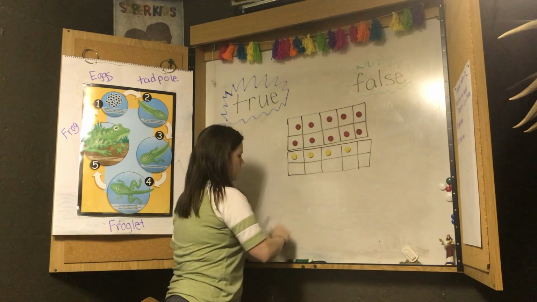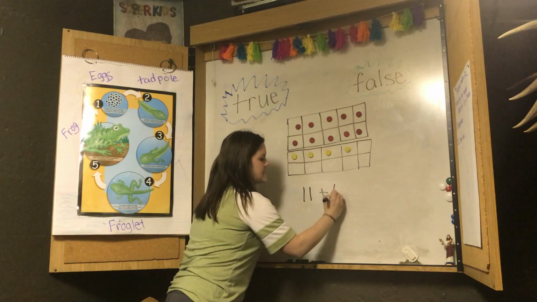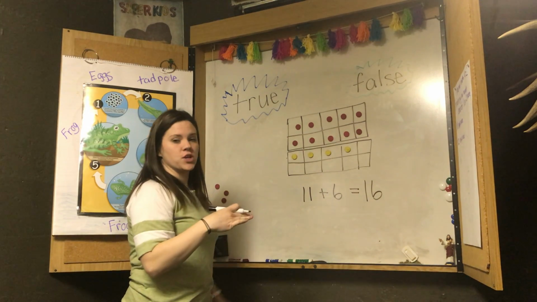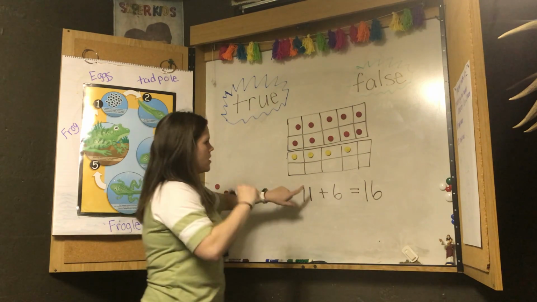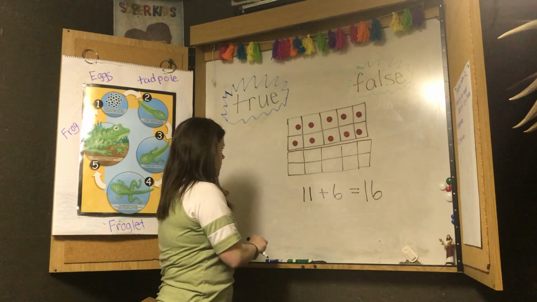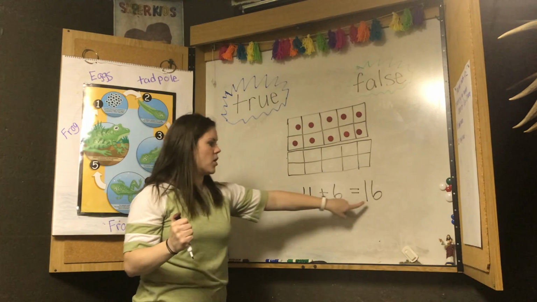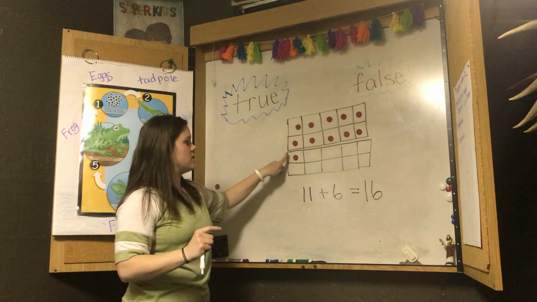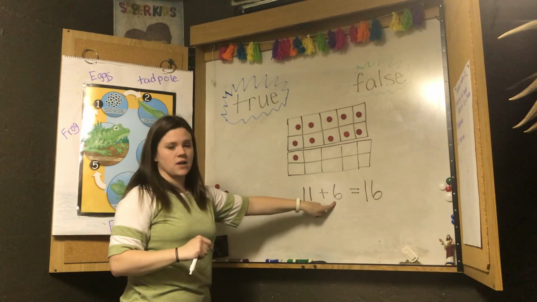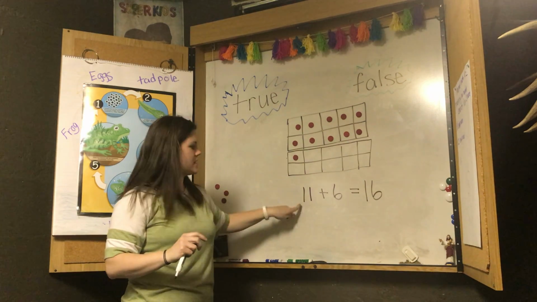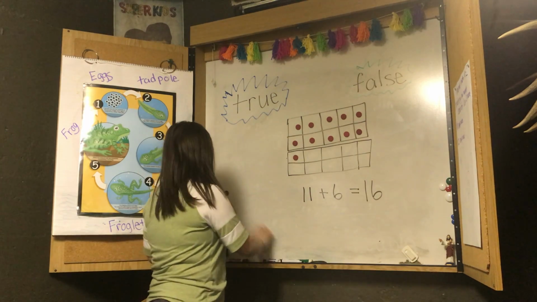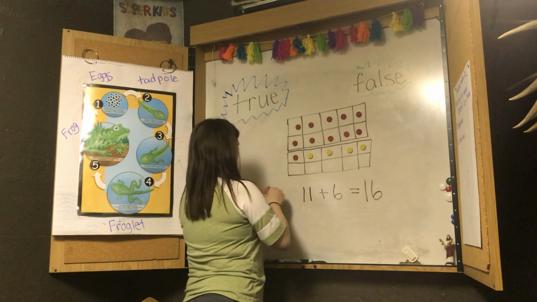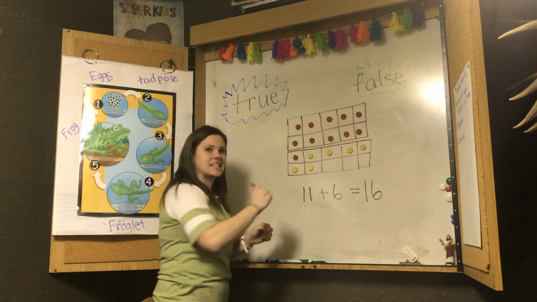11 plus 6 equals 16. So our first math equation was subtraction. This one is addition. So what we're doing differently here is we're starting with a part, adding another part to see if it gives us the whole. So I'm going to have 11 reds, and I'm going to put 6 yellows so I can see my two parts to see if it gives me 16, right? So let's count. 1, 2, 3, 4, 5, 6.